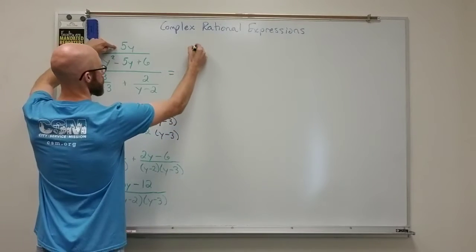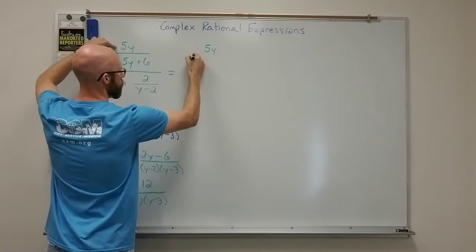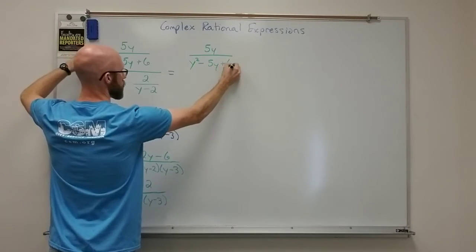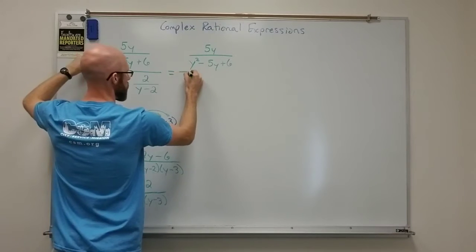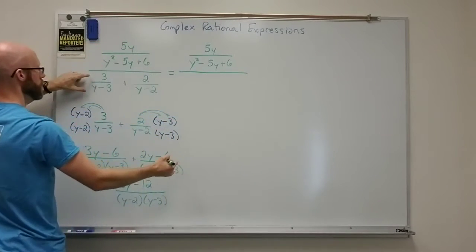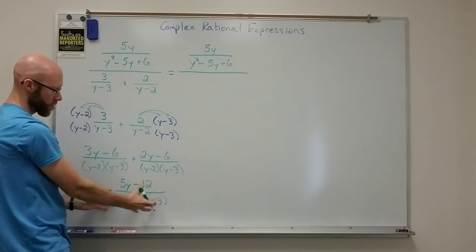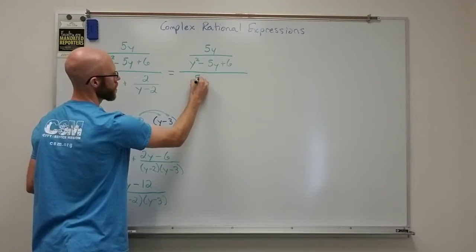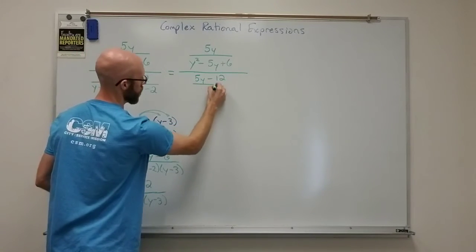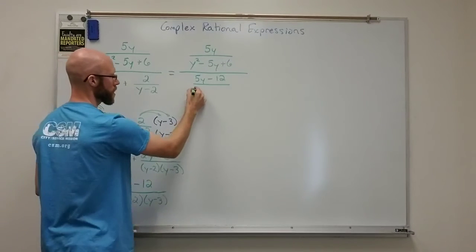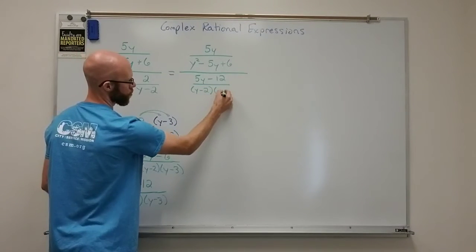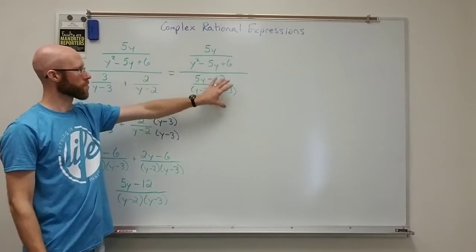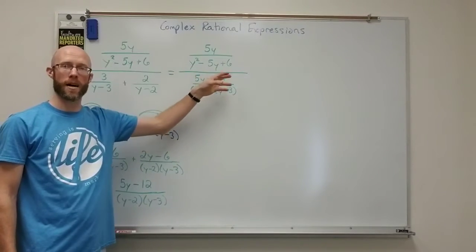So the top is still 5y over y squared minus 5y plus 6. My denominator, instead of being these two fractions, it's going to be my new single fraction, which is 5y minus 12 over my LCD, which was y minus 2 times y minus 3. Okay. Now I've got a single fraction over a single fraction. We're going to do the copy dot flip step.